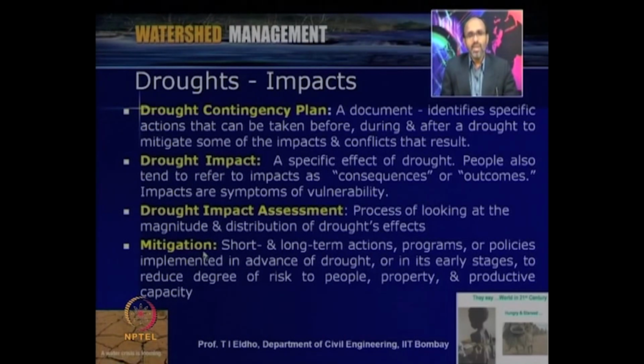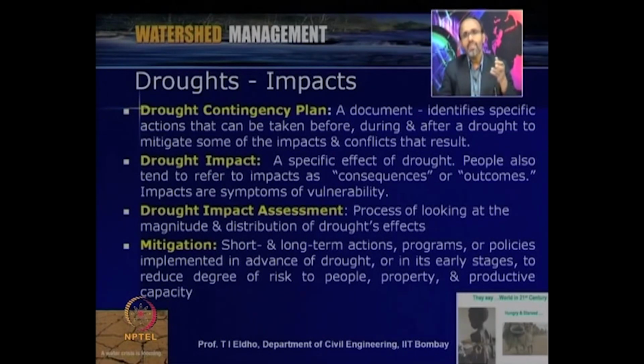And then the next question is what are the mitigation plans. When we look into drought mitigation, we can have short and long term actions, programs or policies that can be implemented in advance of droughts or in their early stages to reduce the degree of risk to people, property and productive capacity. With various climatic conditions, we can predict in advance whether the possibility of drought is there, or even some areas are always drought prone areas, and in those kinds of areas we can take earlier measures to combat these kinds of droughts.